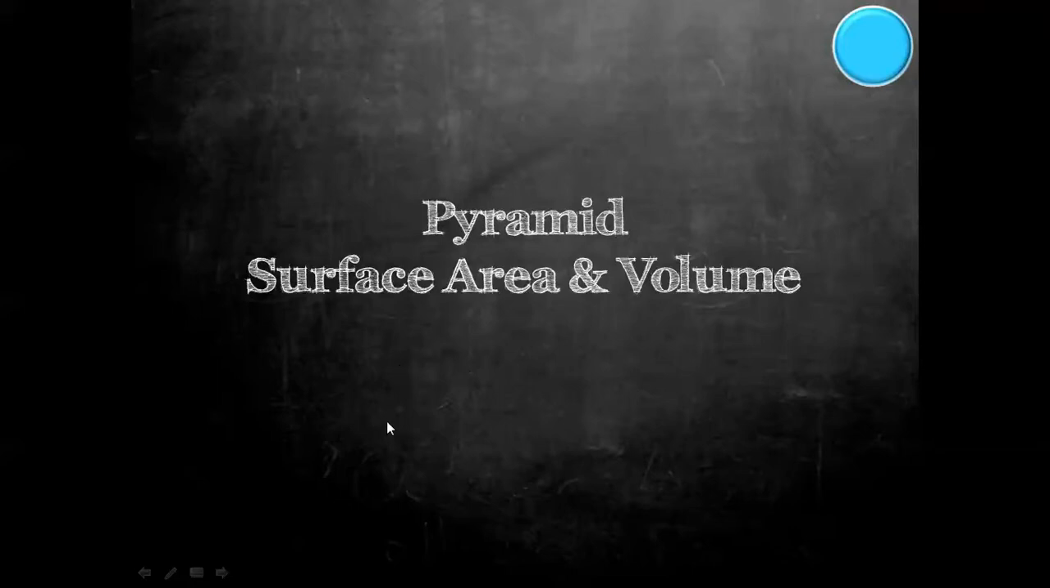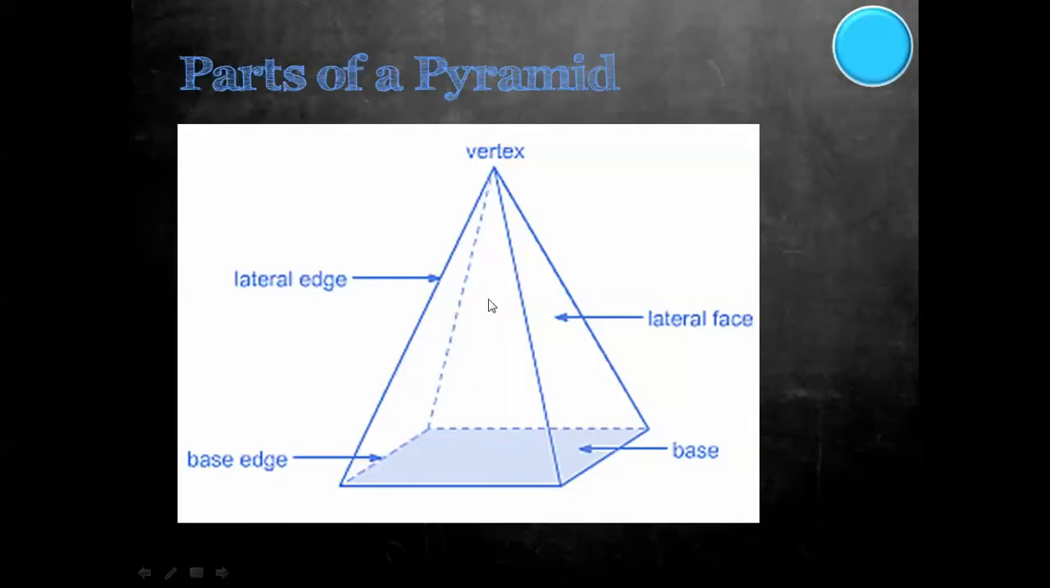In this video, we're going to do the first installment of pyramid surface area and volume. So we're mainly going to cover pyramid surface area. To start off, we're going to talk about the parts of a pyramid. There's the vertex. The vertex is where all of the faces come to a point at the top.